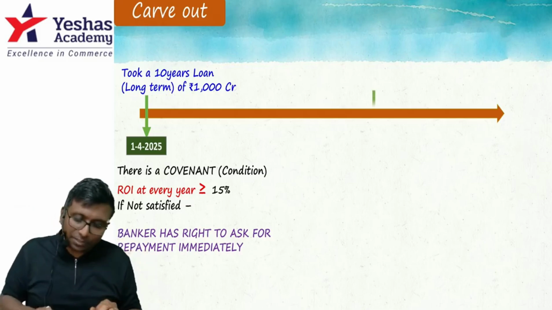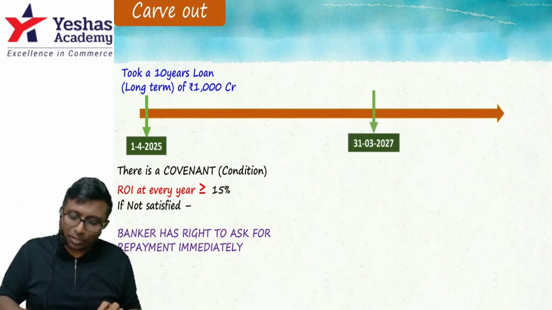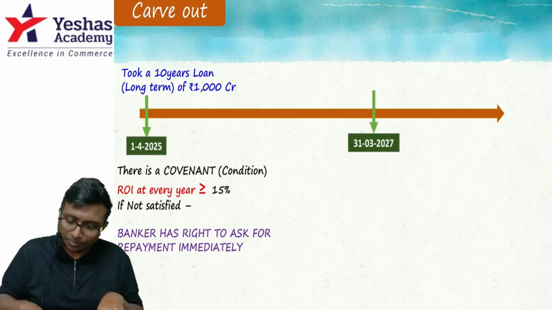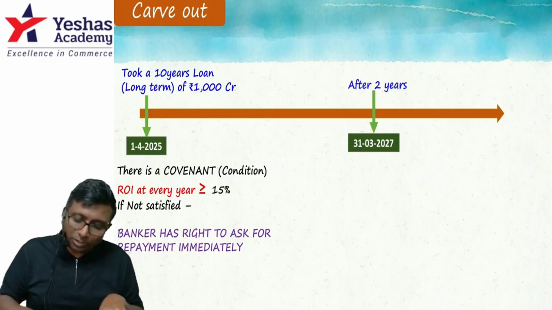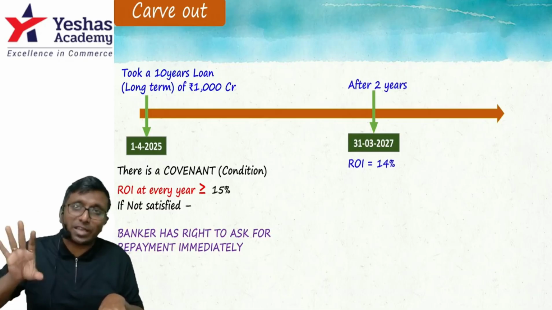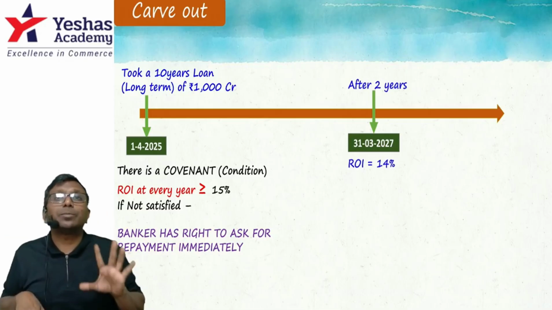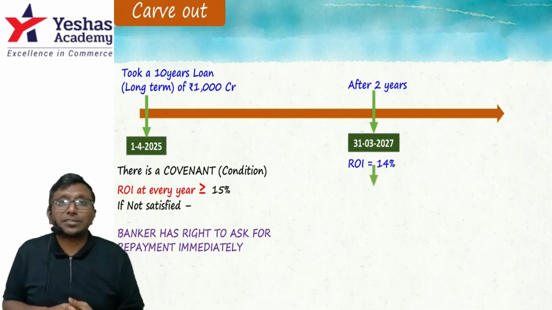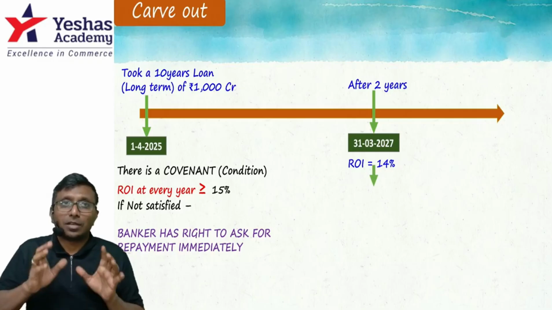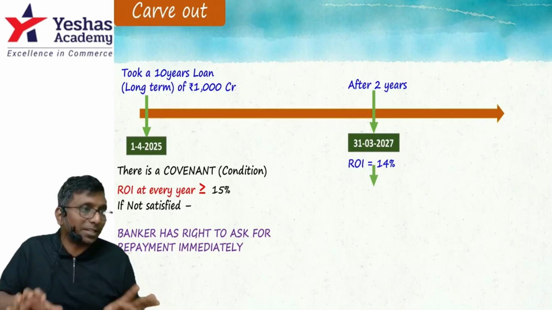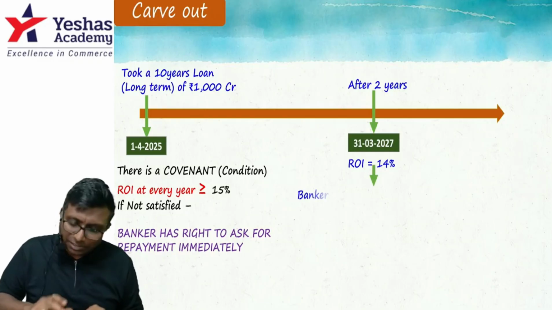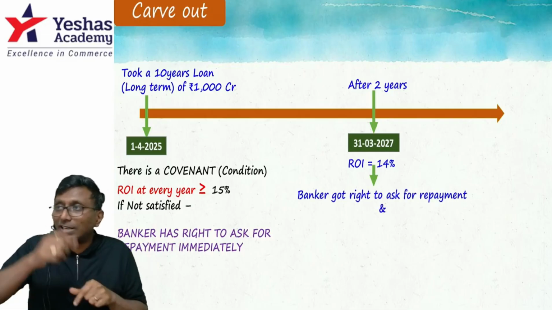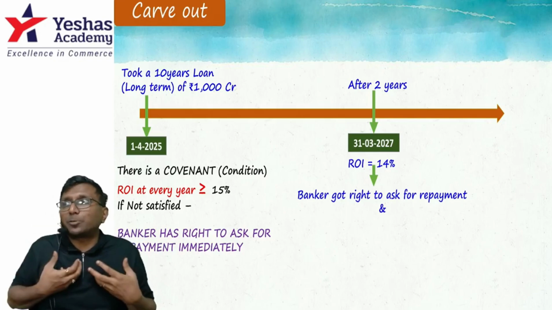Clear? Okay, perfect. So there is one particular year, that is after 2 years, 31st March 2027 has come. Assume numbers. So after 2 years, what is the position? My ROI has become 14%. So strictly speaking, as on 31st March, is it a current liability or non-current liability? Yes, 100% it is a current liability because the banker gets the right. When he gets a right, I don't have an option to defer it.